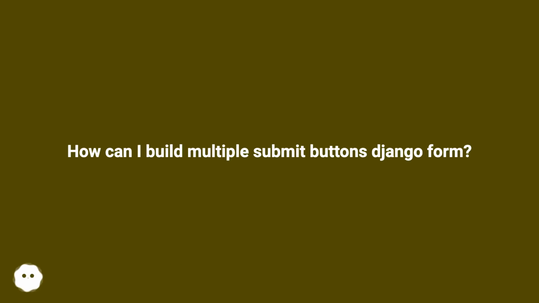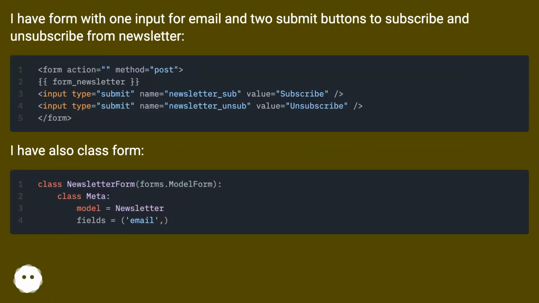How can I build multiple submit buttons in a Django form? I have a form with one input for email and two submit buttons to subscribe and unsubscribe from the newsletter. I have also a form class.